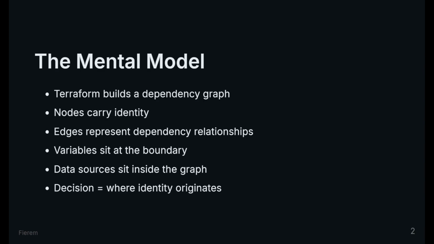Terraform builds the dependency graph. Every node has identity. Every edge represents the dependency relationship. Variables sit at the boundary of the graph. They are inputs. Data sources sit inside the graph. They are provider-backed lookups. The decision is not stylistic, it is structural. We are deciding where identity originates.